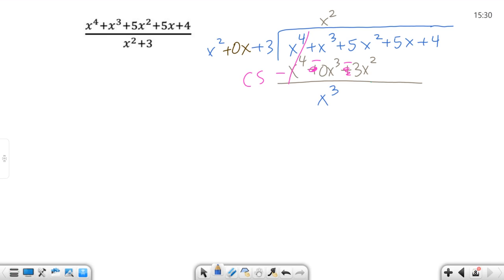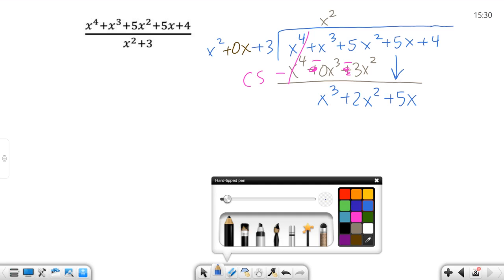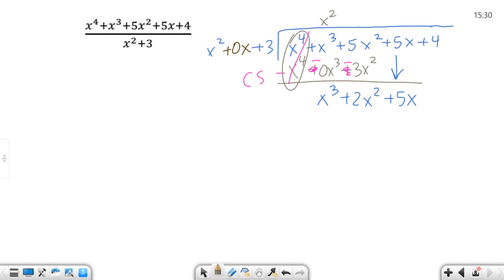A positive x to the 3rd, and then 5x squared minus 3x squared is plus 2x squared, and then we bring down the plus 5x. And again, you really only bring down the number of terms that cancels out. So like here, one term canceled out, only bring down one term over here is kind of how that works. All right, no matter how big these get.